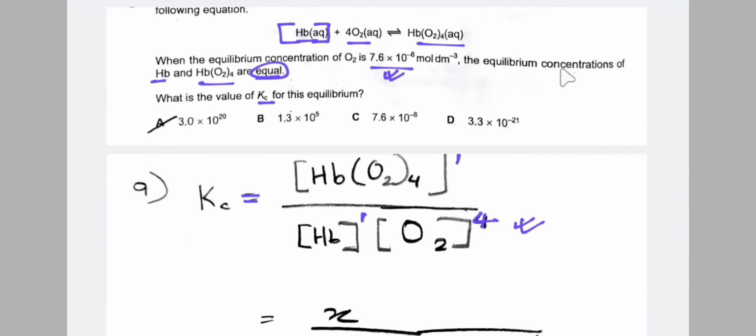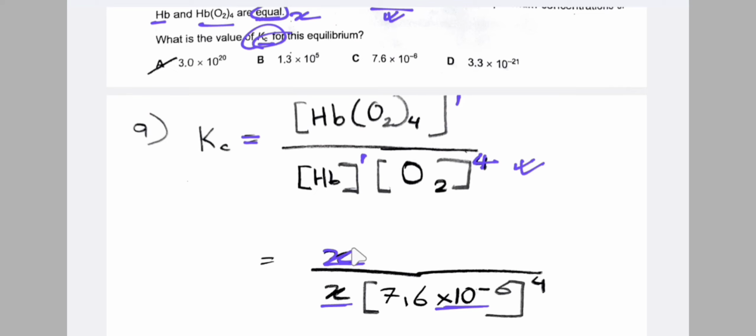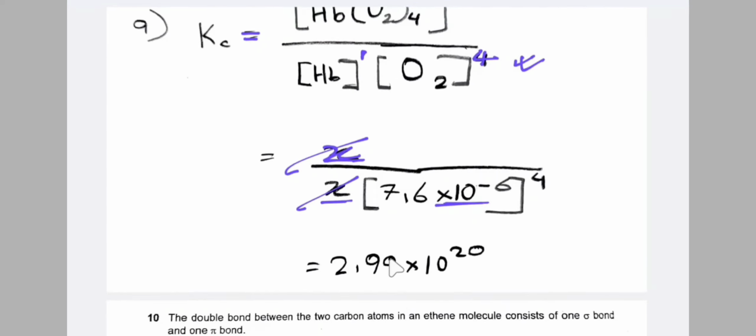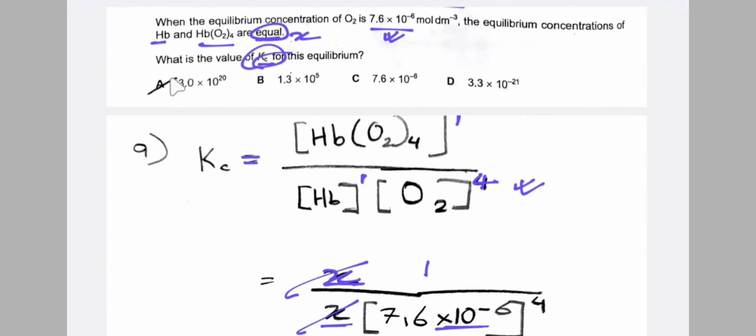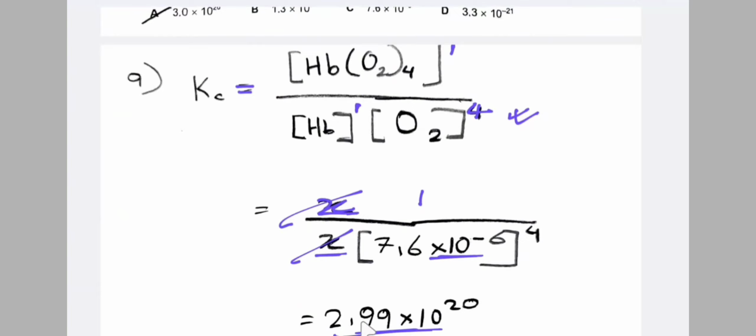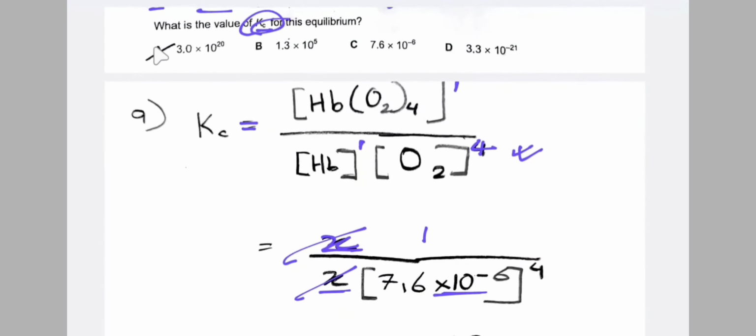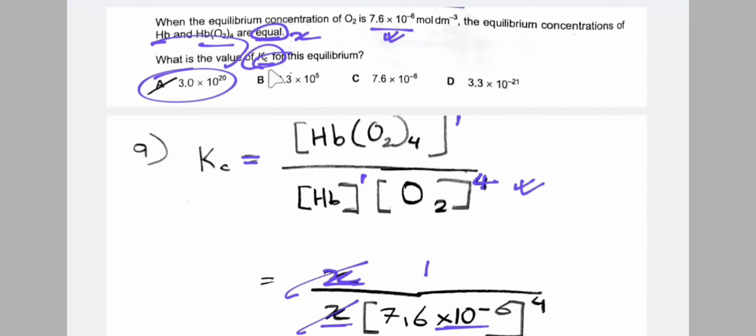After substituting this value, the x values cancel each other out. That means the answer comes to be 1 divided by the concentration of oxygen to the power 4. So the value of Kc is 2.99 times 10 to the power 20. 2.99 is approximately 3, so it is 3 times 10 to the power 20. So the answer is A.